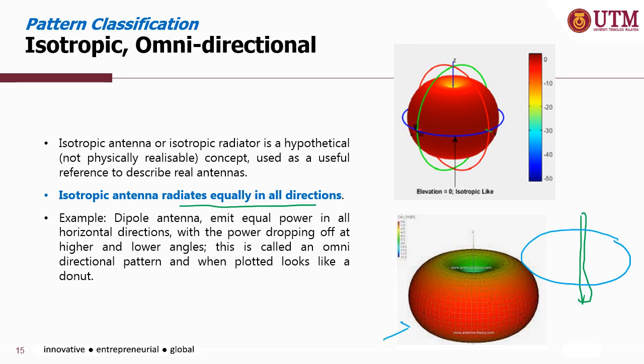In this representation, we may see the maximum radiation represented by red color. So the maximum radiation occurs surrounding the structure. Okay, so for example, a dipole antenna emits equal power in all horizontal directions, and this is also called an omnidirectional pattern. So when we plot it in 3D or 2D, it looks like a donut shape.